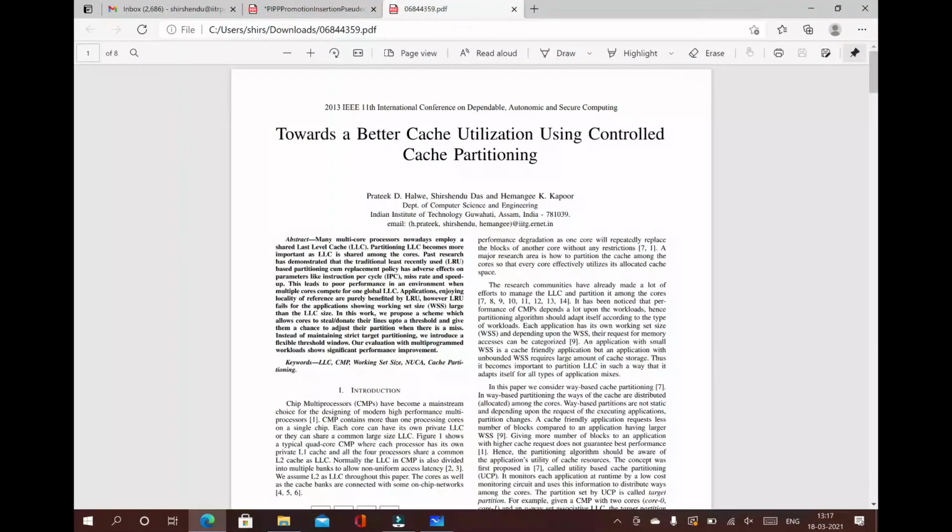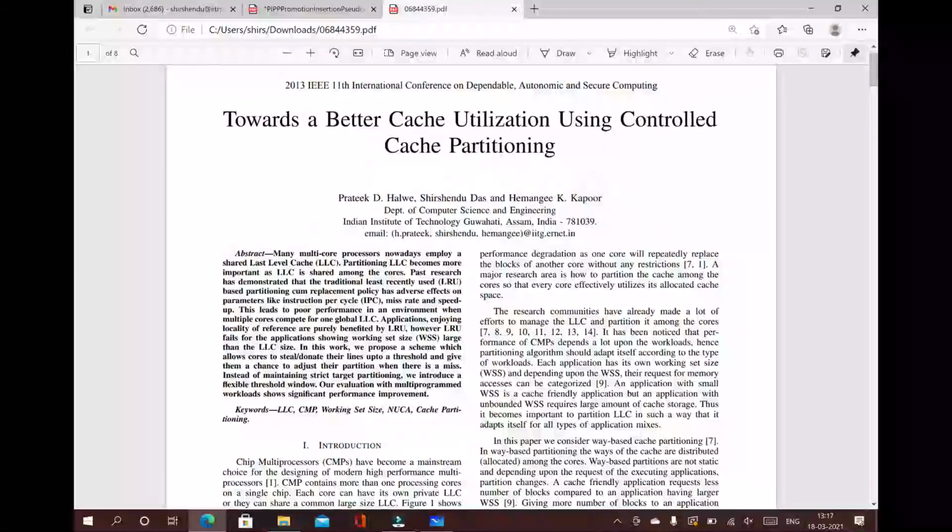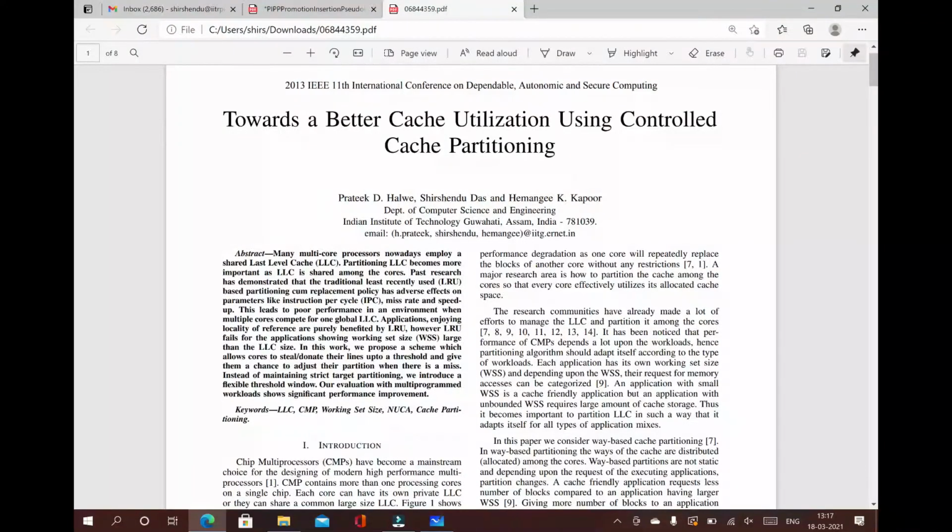So this paper, I am also a part of this paper. The first author is Pratik, and the last author is Hemangi Kapoor, the professor of IIT Guwahati. This paper is about getting better cache utilization using controlled cache partitioning. In short, we call it CACIP.